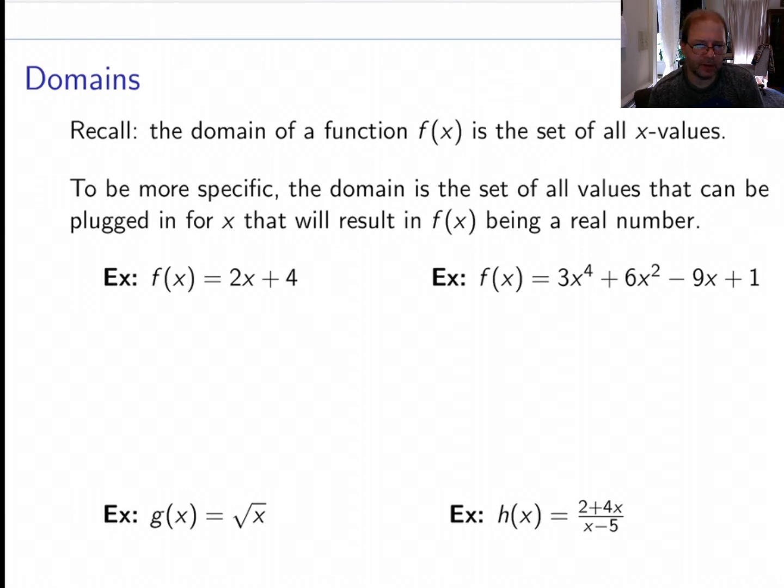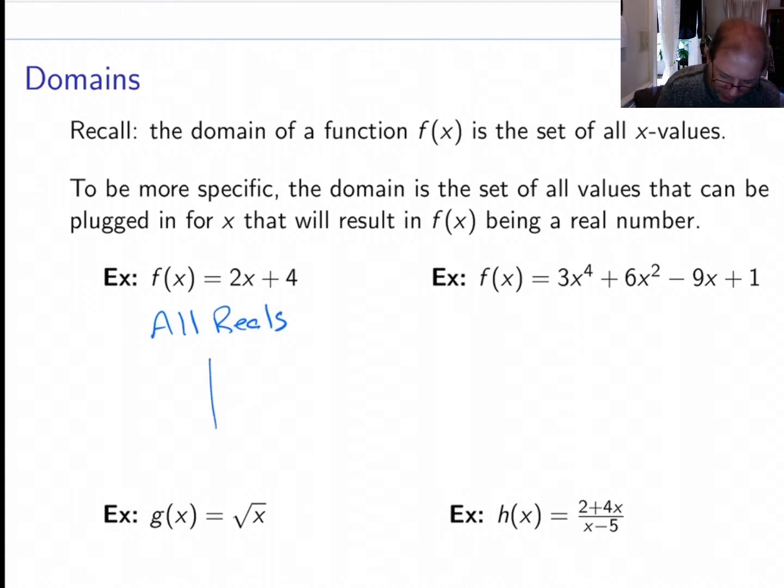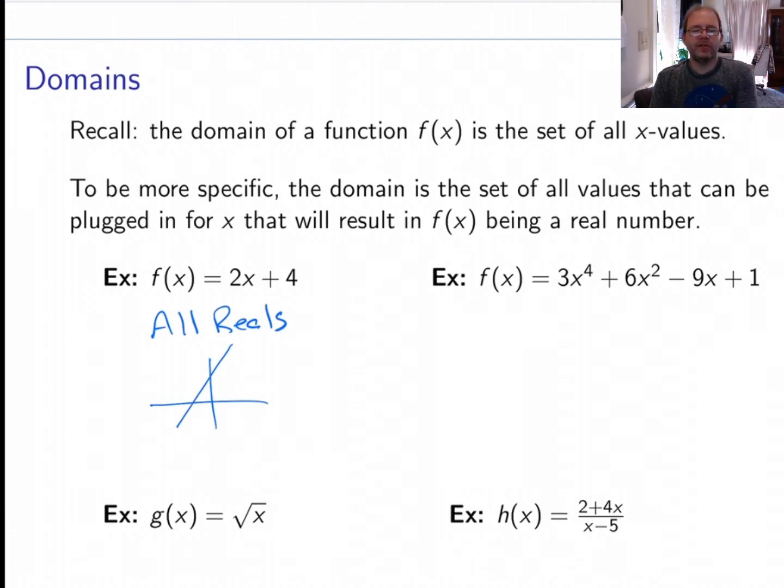So I've got a handful of examples here that I just want to look at and sort of tell the answer to. This one right here, first example, the domain is going to be all reals. Reason is that's just a line. 2x plus 4, we could graph it pretty easily. It's going to look kind of like that. Its domain, it's going to take on everything. Basically, there's nothing to go wrong there.